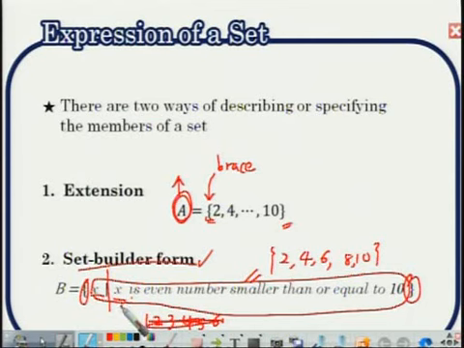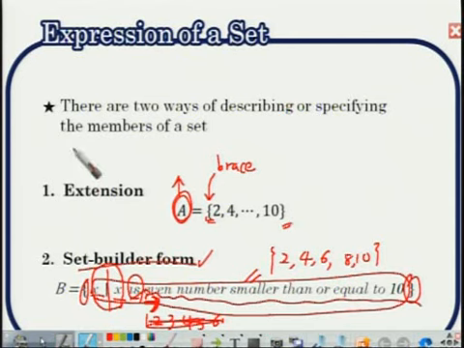X bar X, this form is very important. X bar X has to come first, and after is, this condition will come out. Okay?